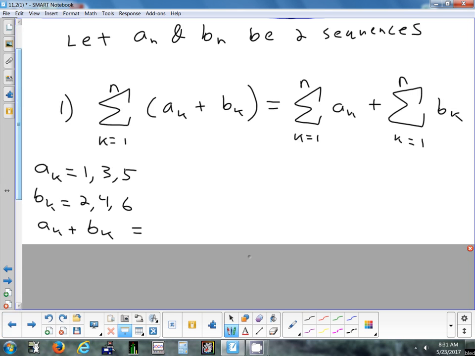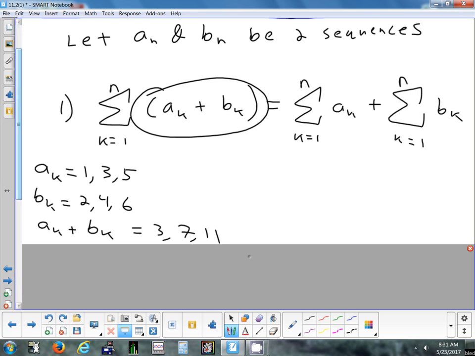Okay, so to do that, we're going to create a new sequence, and we're just going to add term by term. Okay, what's 1 plus 2? 3. 3 plus 4? 7. 5 plus 6? 11. That's the sequence A sub k plus B sub k. Now, we just figured this out.